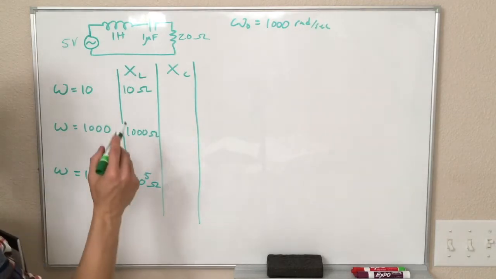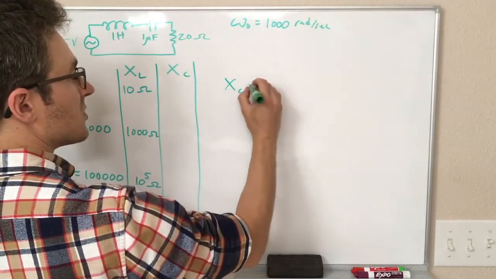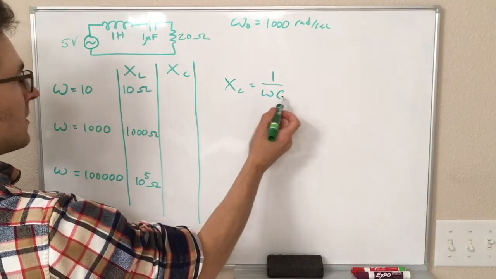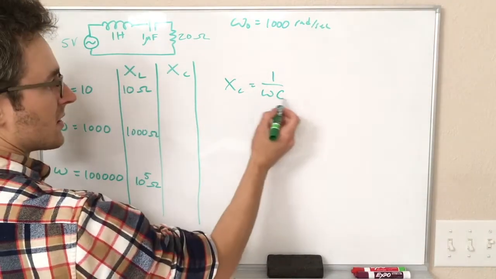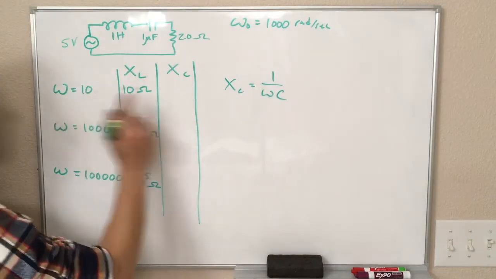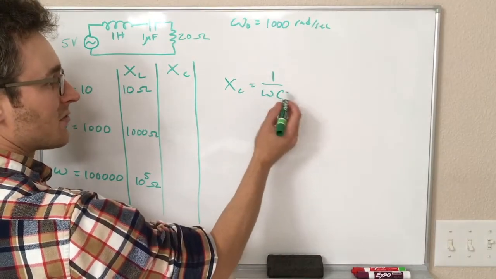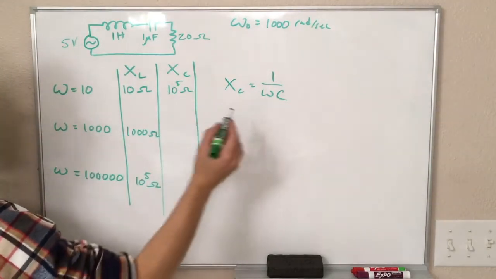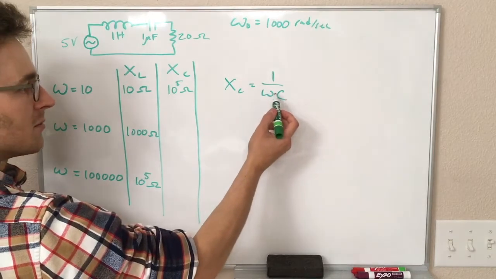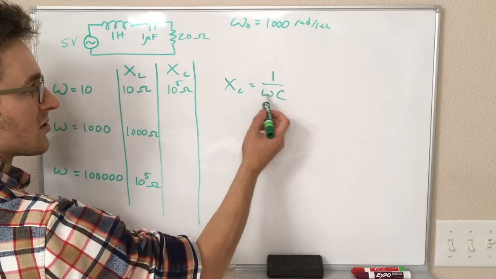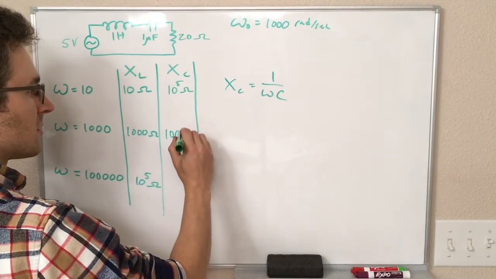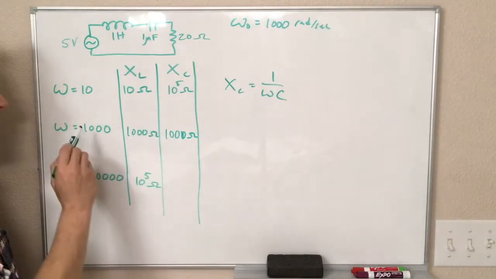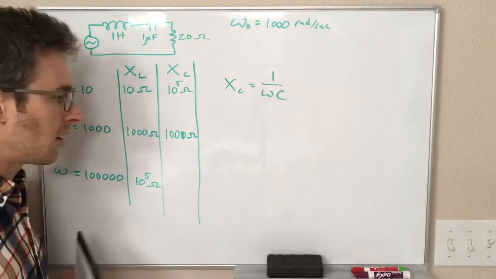For XC, we'll just do this really quick. So this is 1 over omega C. So C is 10 to the minus 6th. So 10 times 10 to the minus 6th in the denominator is going to give us 10 to the minus 5 in the denominator, which is going to give us 10 to the 5th ohms here. Here, 1 over 1,000 times 10 to the minus 6 is going to be 10 to the minus 3 in the denominator, so this is 1,000 ohms. Of course, we already knew that because these two have to be equal at the resonant frequency, so that's a good check on our work, I guess.